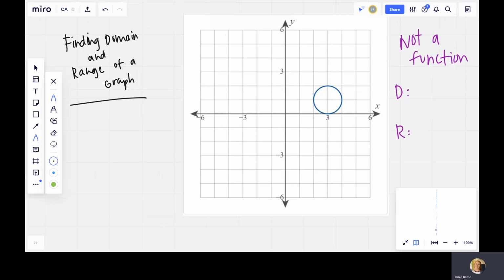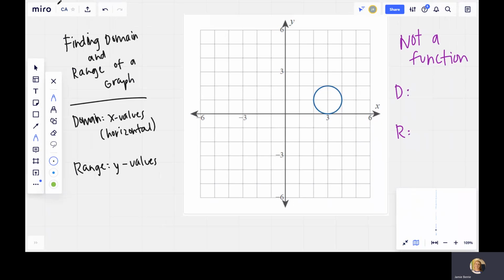All right, so the domain, you can think of the domain as the x values. You're going to look at the graph on the horizontal when you're finding the domain. And for the range, you're looking at the y values.